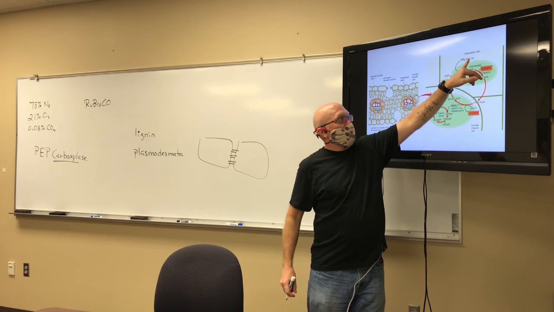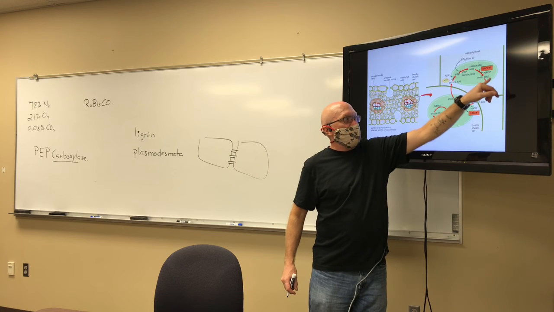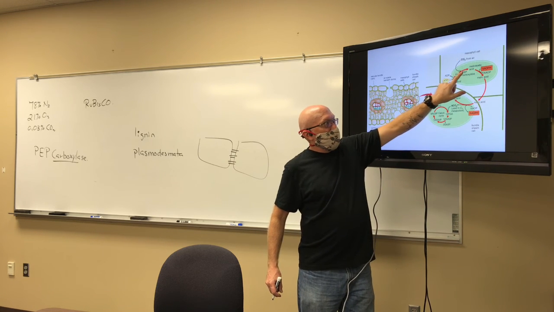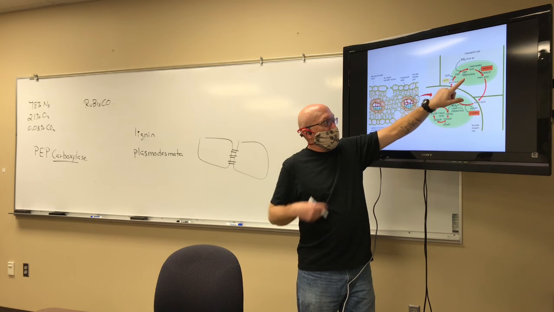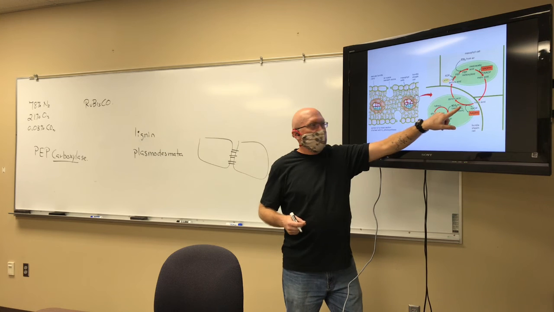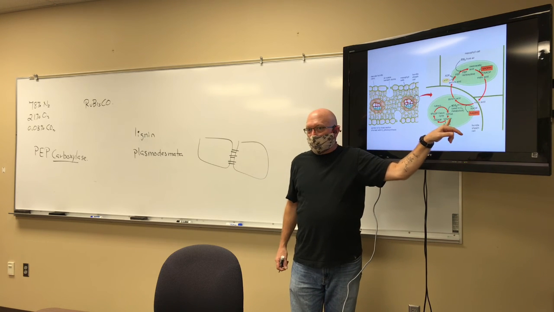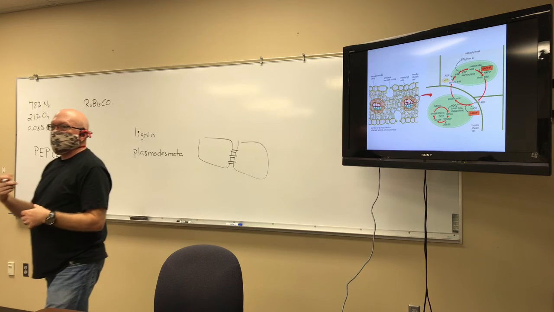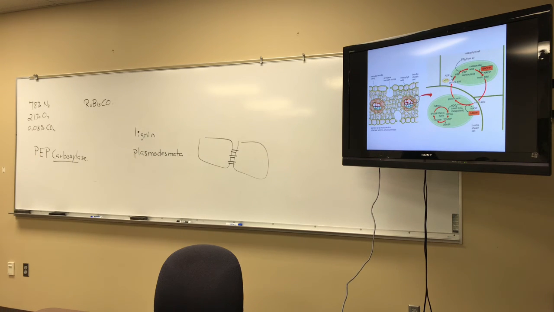It carries carbon dioxide in the form of malic acid. So when we get CO2 interacting with PEP carboxylase, it produces malic acid, and that malic acid gets transported into the bundle sheath cell. All that malic acid is, is just a carrier for carbon dioxide.